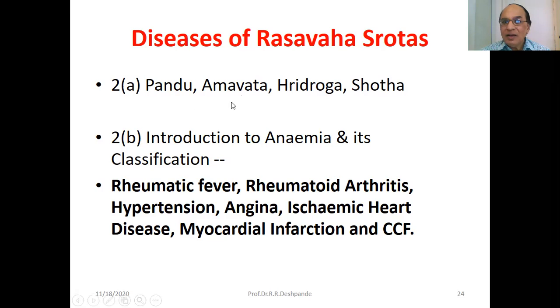Pandu, that is anemia, Amavat, rheumatic fever, and early stage of rheumatoid arthritis. Hridroga, IHD, ischemic heart diseases. Shoth, edema. Three important causes: cardiac edema, renal edema, and what is that? Hepatic edema. So, liver, heart, and kidney. Introduction to anemia and its classifications. What is the commonest anemia in India? Yes, iron deficiency anemia. Don't forget my words. Iron deficiency anemia is the commonest anemia in India.